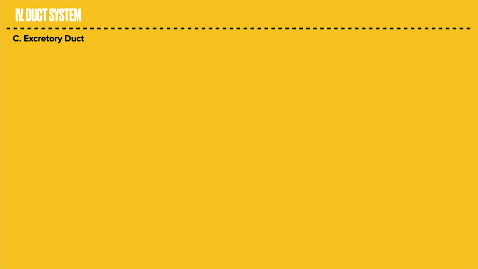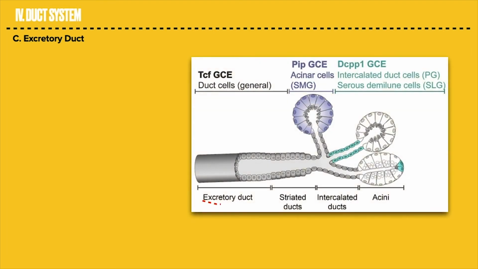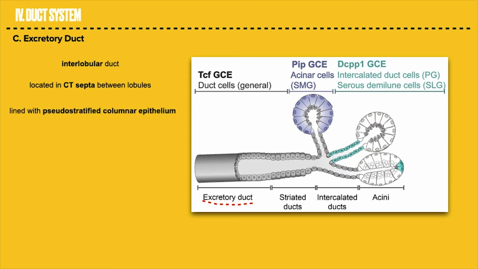In comparison to the previous two, it is classified as an interlobular duct. Excretory ducts are located in the connective tissue septa between the lobules of the gland. They have pseudostratified epithelium with columnar cells extending from the basal lamina to the ductal lumen. The epithelium of the main excretory duct, however, becomes stratified upon reaching the oral opening. Small basal cells are also present on the basal lamina. Unlike columnar cells, they do not reach the lumen.